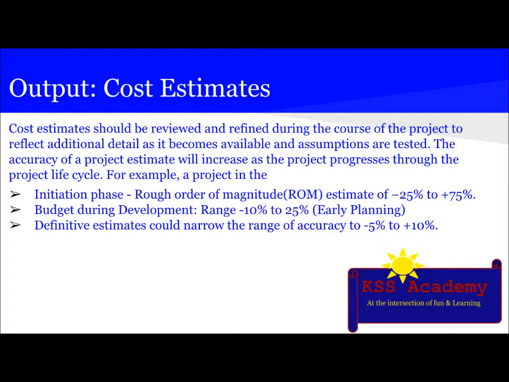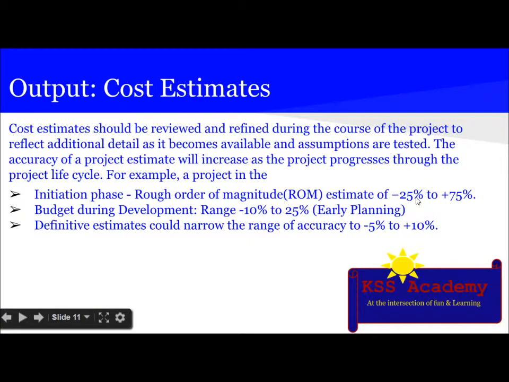For example, a project in the initiation phase will have a rough order of magnitude, which is ROM, estimate in the range of -25% to +75%. During the development phase, the budget estimate will be in the range of -10% to +25%, which is also called early planning. And this is late planning, which is the definitive estimate, which could narrow the range of accuracy to -5% to +10%.